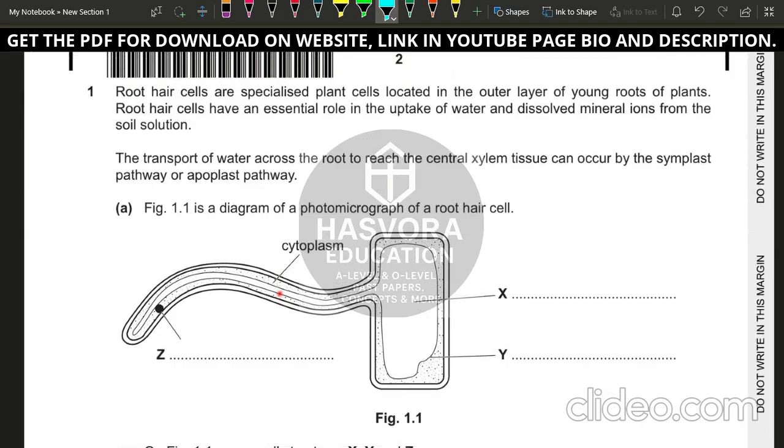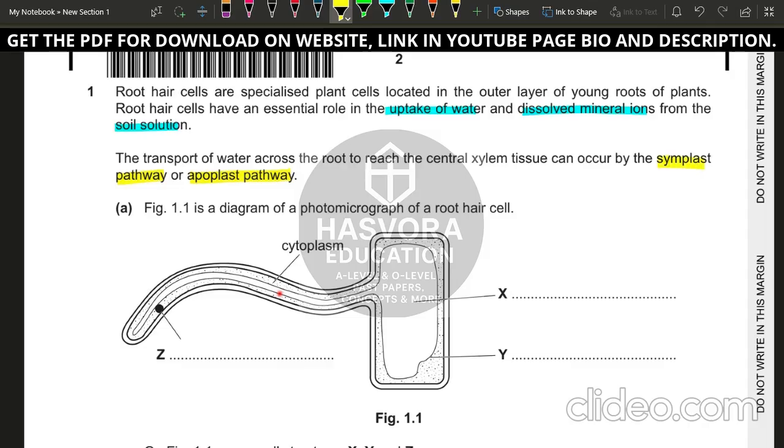So the first question says, root hair cells are specialized plant cells located in the outer layer of the young roots of plants. Root hair cells have an essential role in the uptake of water and dissolved minerals, ions and salts from the soil solution. The transport of water across the root to reach the central xylem tissue can occur by the symplast or the apoplast pathway. So you should know the difference between the symplast and the apoplast pathway.